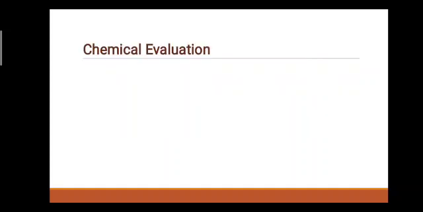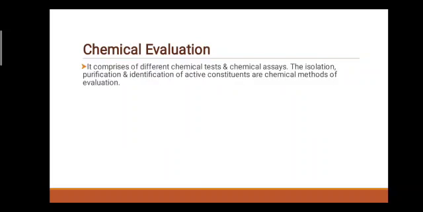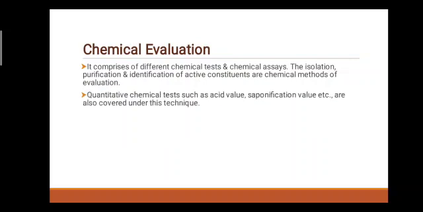Then next classification, chemical evaluation. It comprises of different chemical tests and chemical assays. The isolation, purification and identification of active constituents are chemical methods of evaluation. Quantitative chemical tests such as acid value, saponification value, etc. are also covered under this technique.